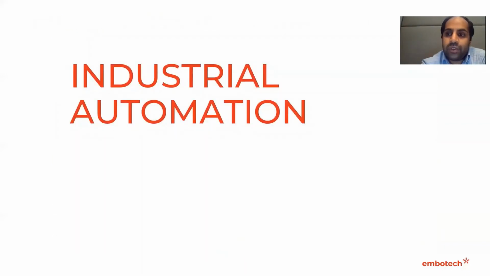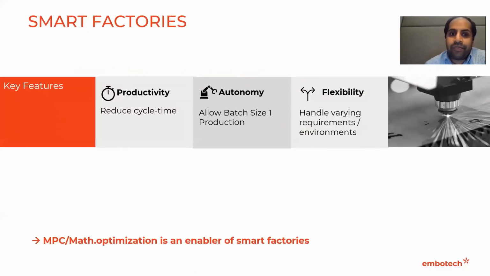Now let's look into industrial automation and where MPC can be applied there. Let's look specifically into smart factories that are more and more evolving. If you have these smart factories, what is your goal at the end as a manufacturer? You want to be as productive as possible. So you want to produce as many goods in the lowest time. So you want to reduce the cycle time. Cycle time is the time that you need to produce a good.